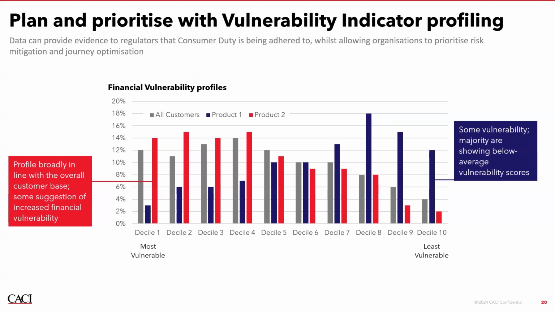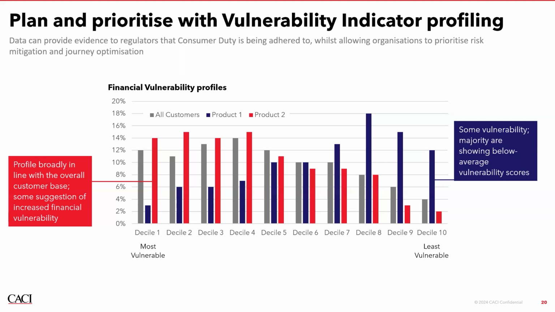The indicators work very much like deciles. And so in theory, if you've got a nationally representative base, they should have the same number of customers in each decile. In this chart here, we've got most vulnerable on the left and the least vulnerable on the right. And this organisation's customers, those are the grey bars you can see here, are slightly skewed towards the first 5 deciles, suggesting a slightly higher than average vulnerability.